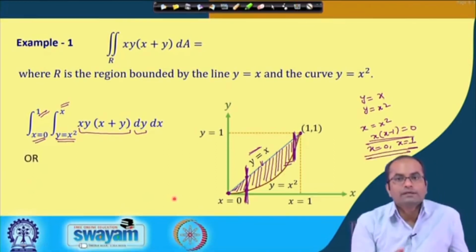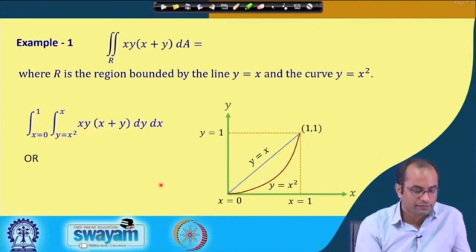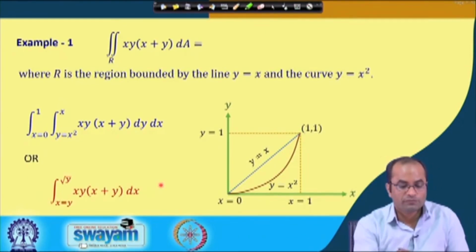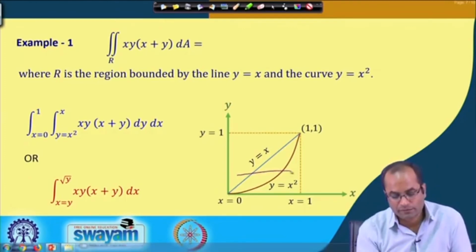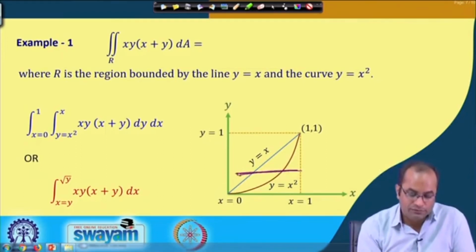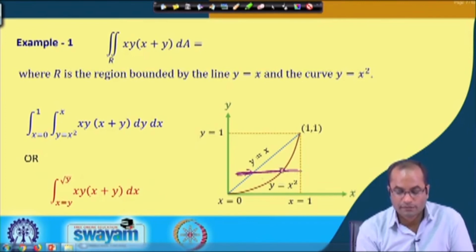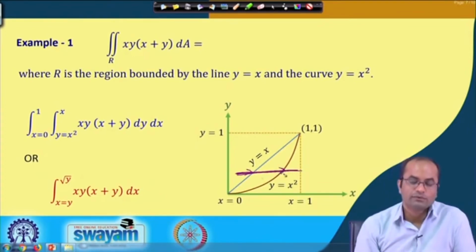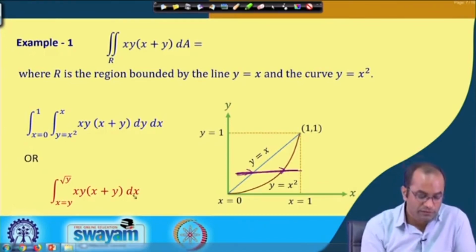Or what we can do, we can take the limits the other way around as well. So, if we consider first, for example, with respect to x, what we have to do is draw a line parallel to the x axis. This line is entering here at y is equal to x and leaving this region at y is equal to x square, this parabola. While entering here, we are putting the limit for x.